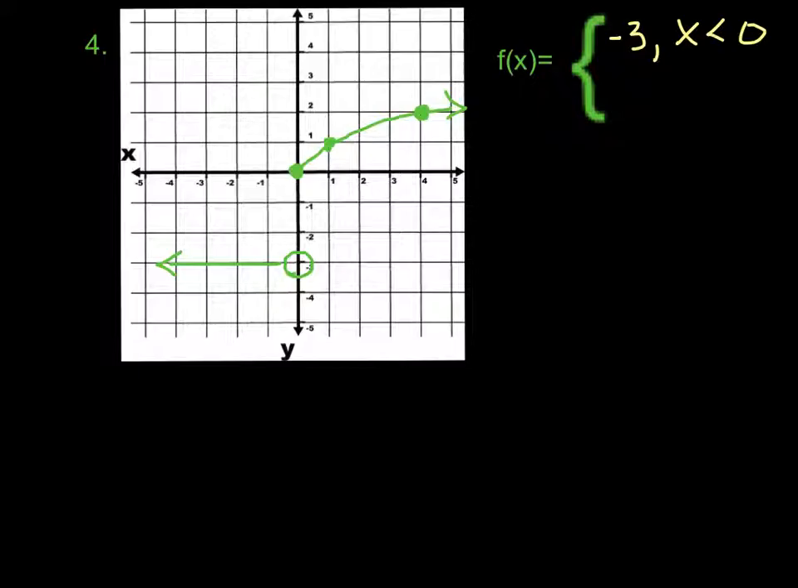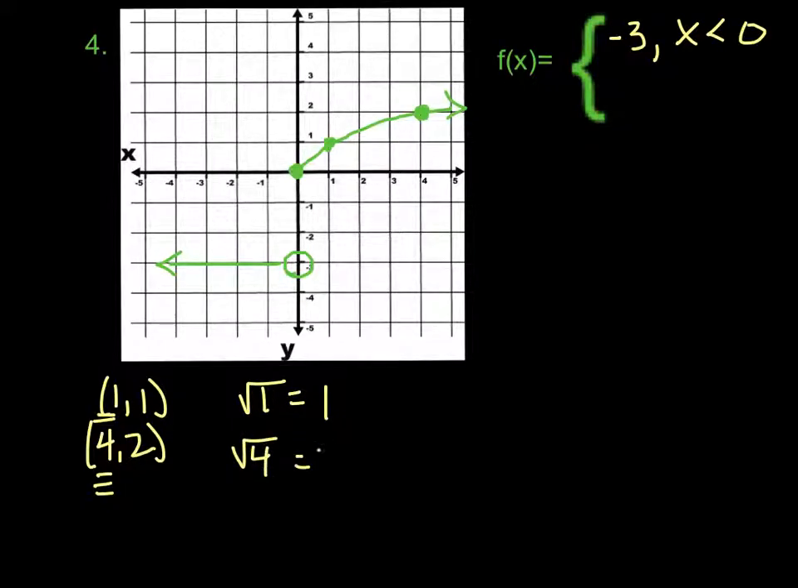Now if we look at the right part of this graph, you have to be a little careful here. Look at the points that we have. We have the point 1, 1, and we also have the point 4, 2. So if you notice what's happening is we're taking our x values and we're square rooting those. The square root of 1 is 1, and that gives us our y value. The square root of 4 is 2, and that gives us our y value. If this graph were to keep going, what do you think the next point would be?